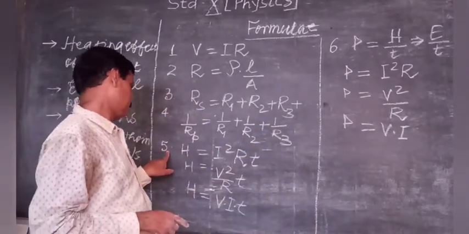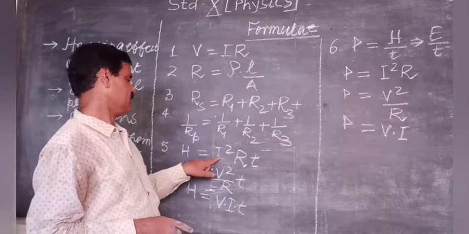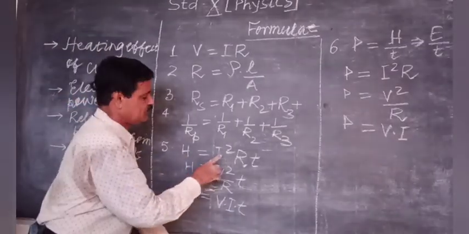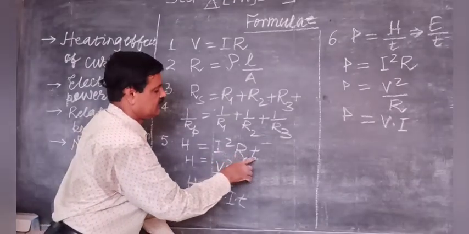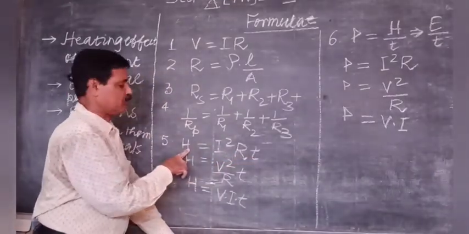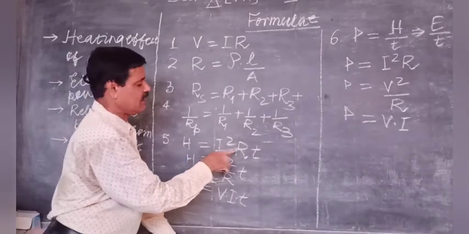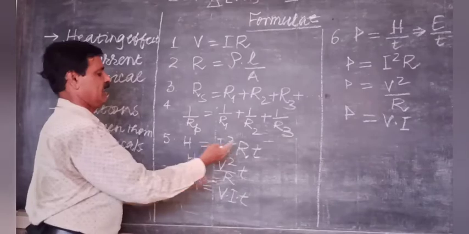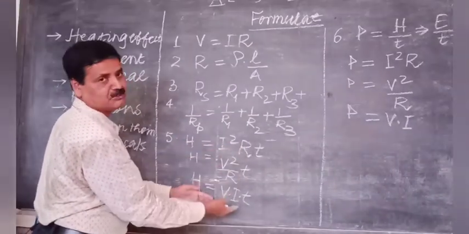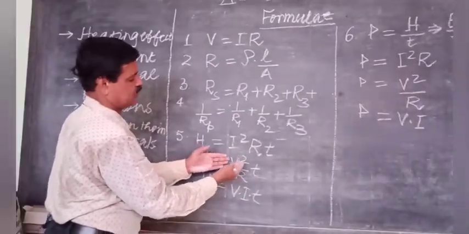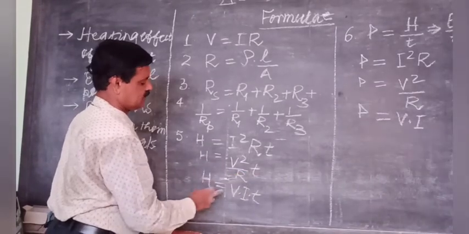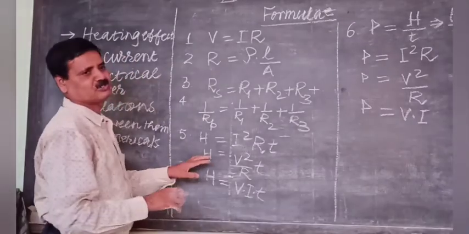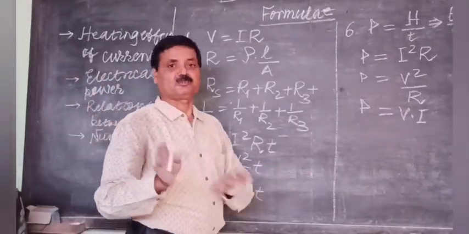And fifth formula, just we have studied heating effect of current. H is equal to I square RT, where H is the amount of heat produced, I is the current, R is the resistance, and T is the time taken to flow the heat. And this formula has been derived in 3 ways. H is equal to V square by R into T, H is equal to V I T. From these relations we can solve any numerical according to the nature of the question.